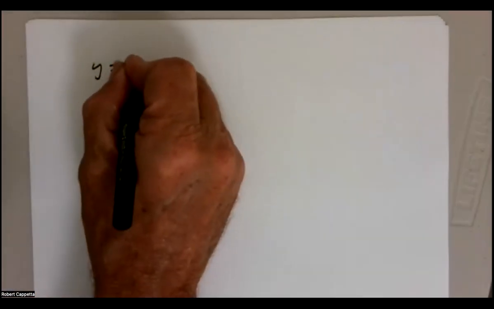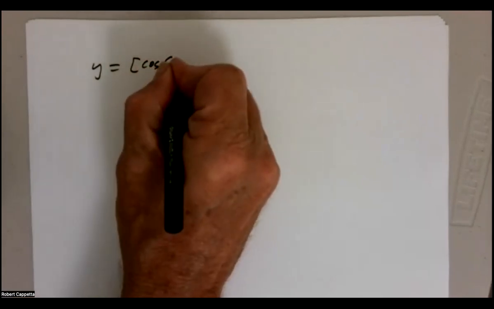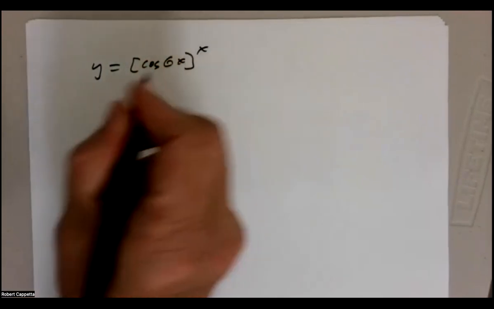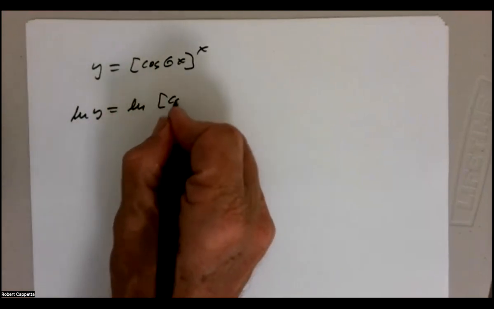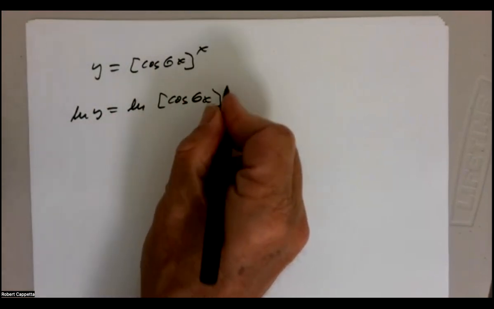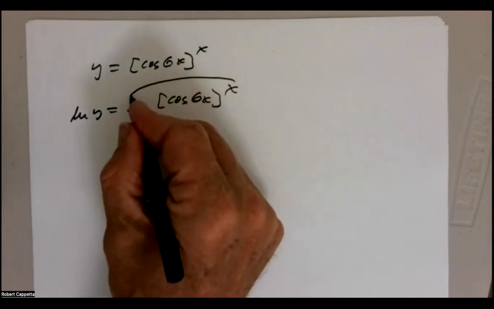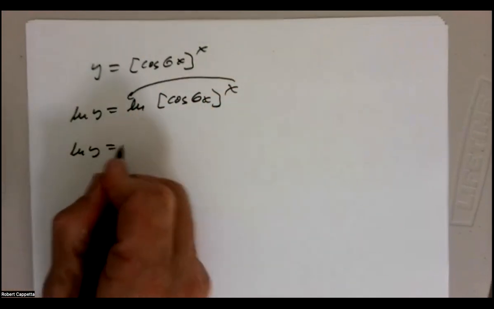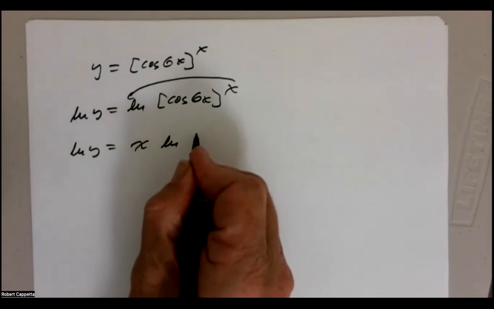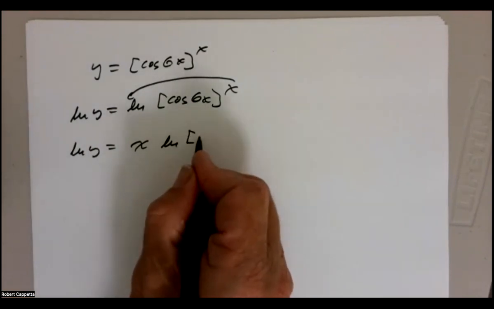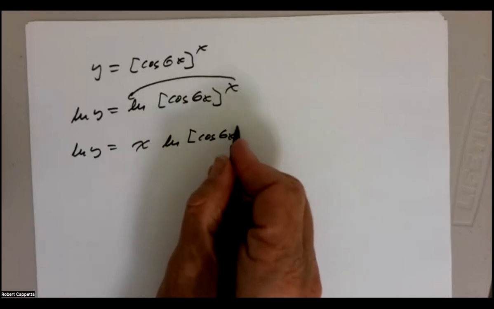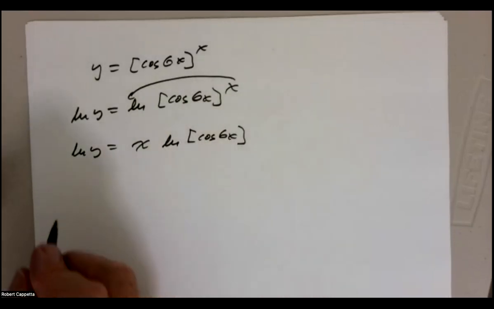Here we go. Cos 6x to the x. Y equals cos 6x to the x. Zap both sides with the log. Log y is log of cos 6x to the x. Pull the x down in front. Log y equals x times the log of cos 6x. Take the derivative with respect to x of both sides.